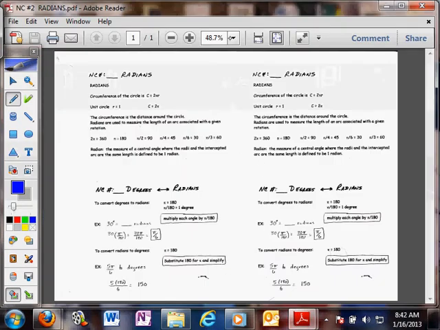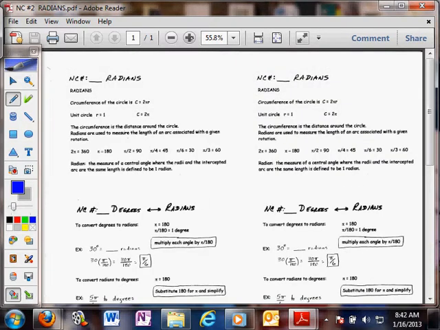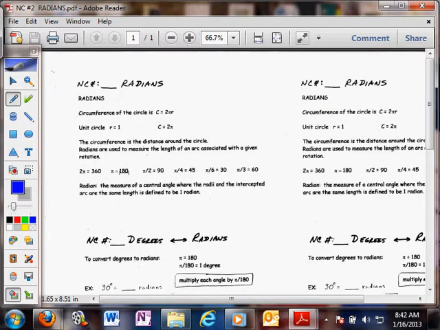Okay, let's talk about radians. Note card 2. These two note cards are pretty easy. On the homework assignment that you're going to get for these are just basic calculations.